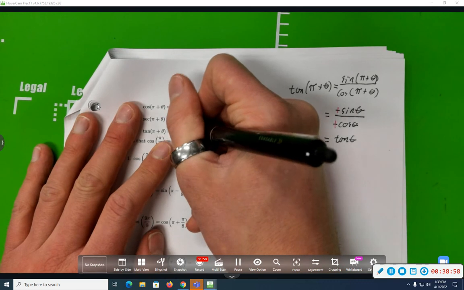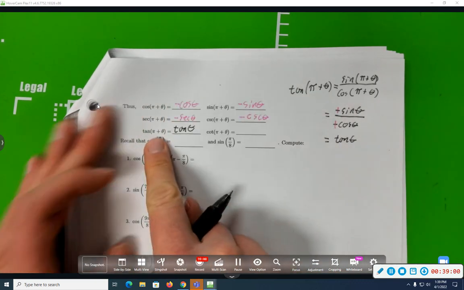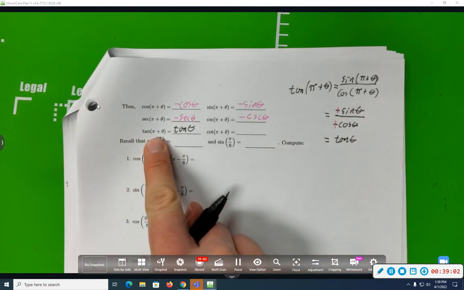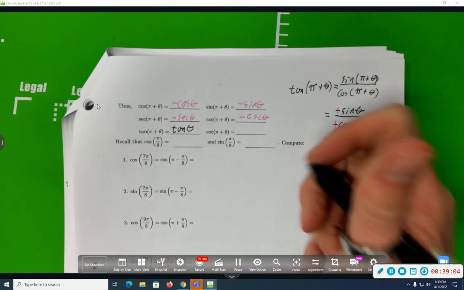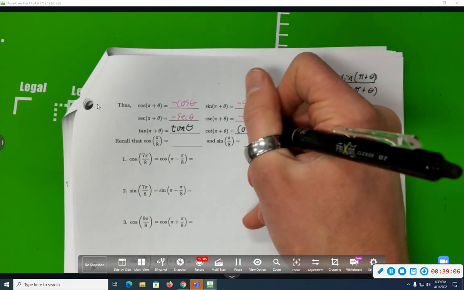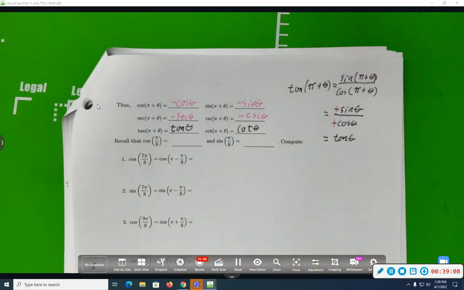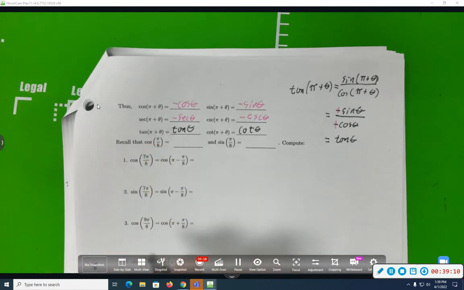So it looks like tangent has the property that it doesn't care if you add an extra pi to an angle. And cotangent will do the same for the exact same reason. But maybe let's come back to this and think of it in terms of the geometry also.